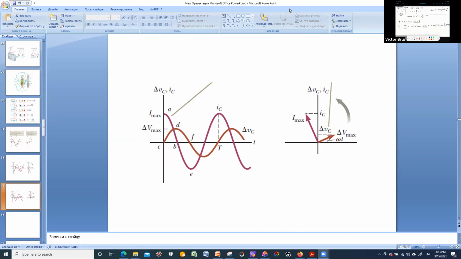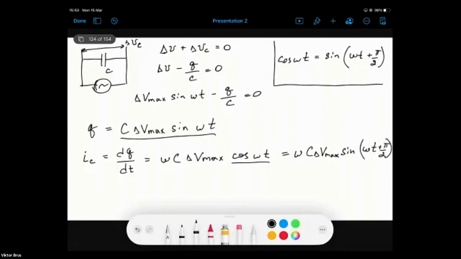So now let us come back again to this slide where we can write, because we still need to introduce the capacitive resistance. So, sorry, capacitive reactance. We had inductive reactance, now we have capacitive reactance. So the maximum current will be equal, from here we see this, to omega times C times delta V maximum.